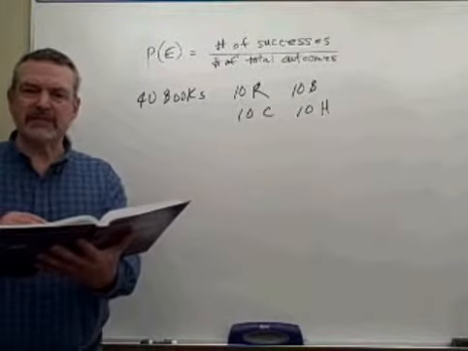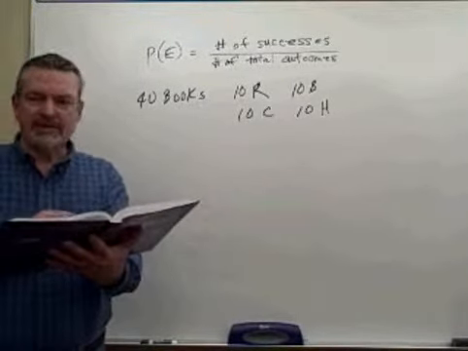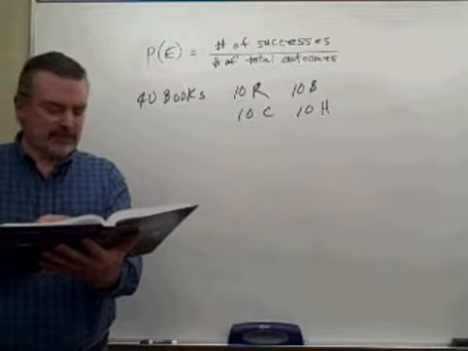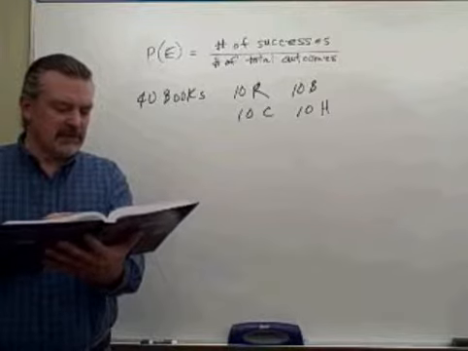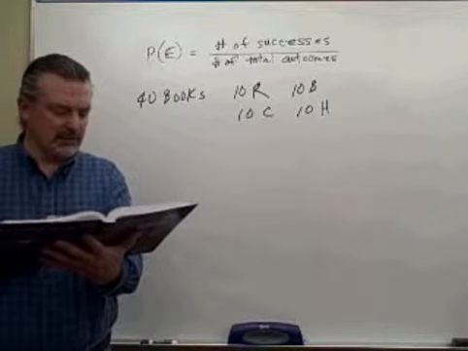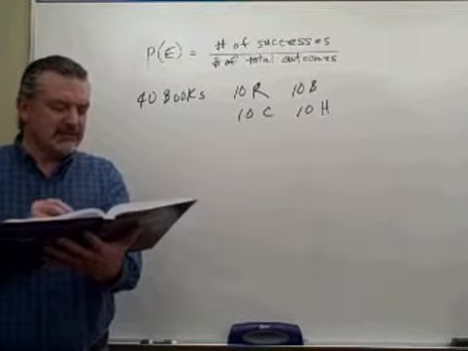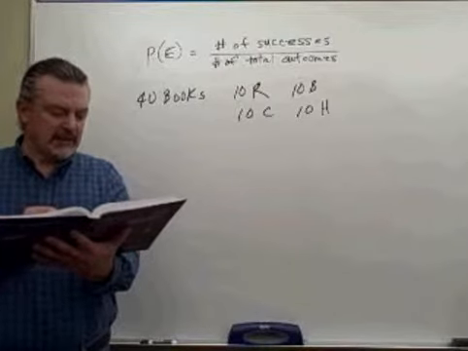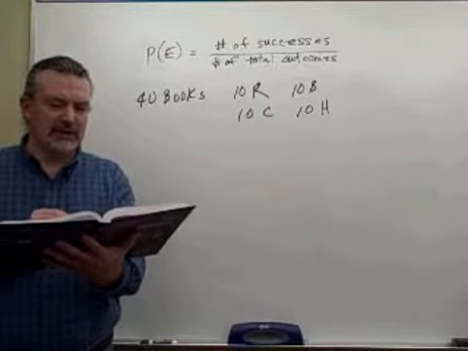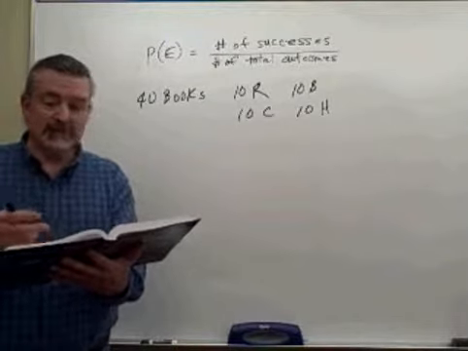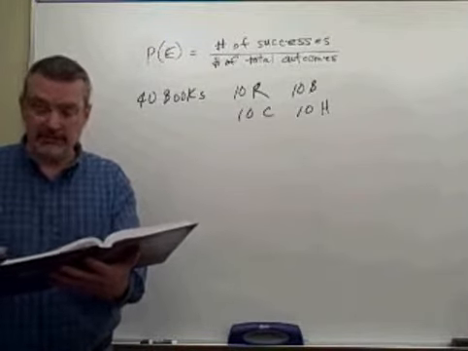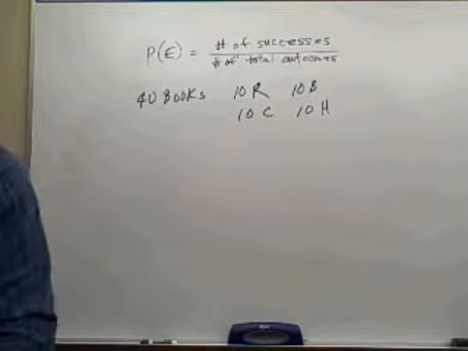Let's look at problem 15. A bargain table has 40 books. 10 are romance, 10 are biographies, 10 are crafts, 10 are historical fiction. If 2 books are selected at random, what is the probability that they are A, the same kind, and then what's the probability that B, they are different kinds?